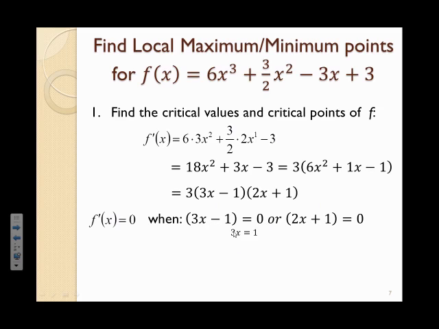And of course, the in-between steps are 3x minus 1 equals 0, so it's 3x equals 1. Here, 2x plus 1 equals 0, so it's going to be 2x equals minus 1. And then divide this by 3 to get 1/3, divide this by 2 to get minus 1/2. So the critical values, our important x values, are x is 1/3 and x is minus 1/2. These are the x values of our maximums and minimums. And again, we did that by finding the first derivative and setting it equal to 0.